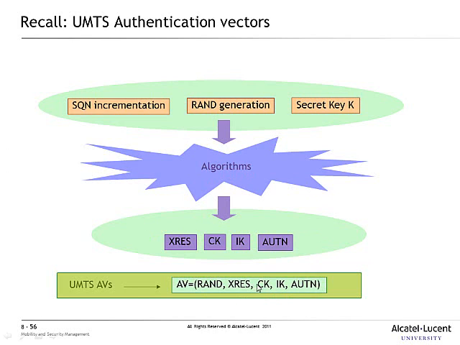So you have the ciphering key CK that's used to cipher everything that's transmitted on the interface. You have the integrity key that's used for integrity checking.